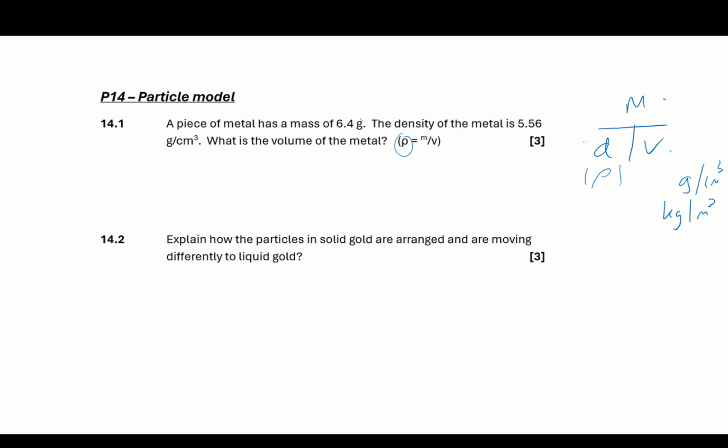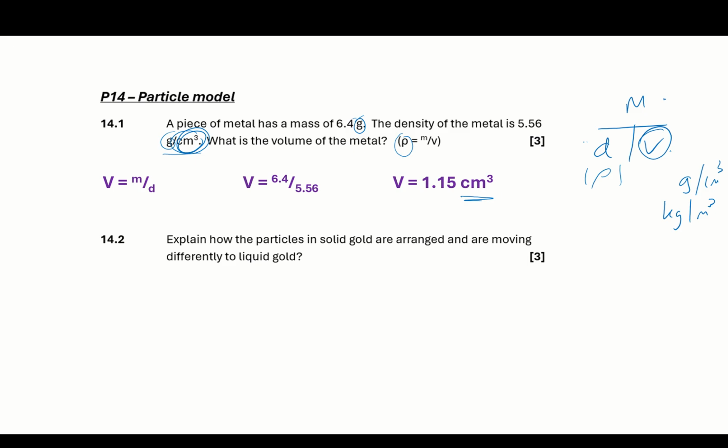So a piece of metal has a mass of 6.4 grams. The density of the metal is 5.56 grams per centimetres cubed. Perfect. The grams and the grams are speaking to each other. What is the volume? So using Dave's massive Veruca, I've now got V equals the mass divided by the density. 6.4 divided by 5.56. I've got 1.15. And my unit for volume comes from the unit within the density.